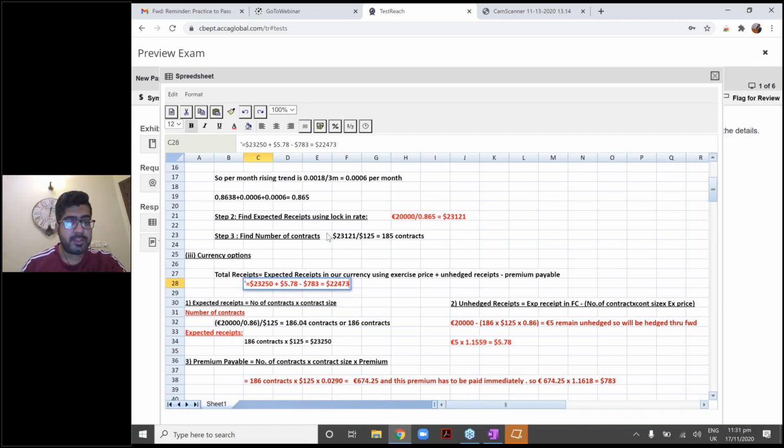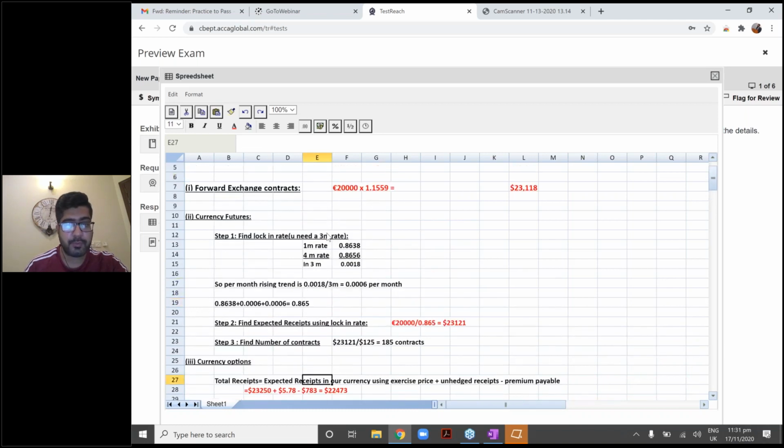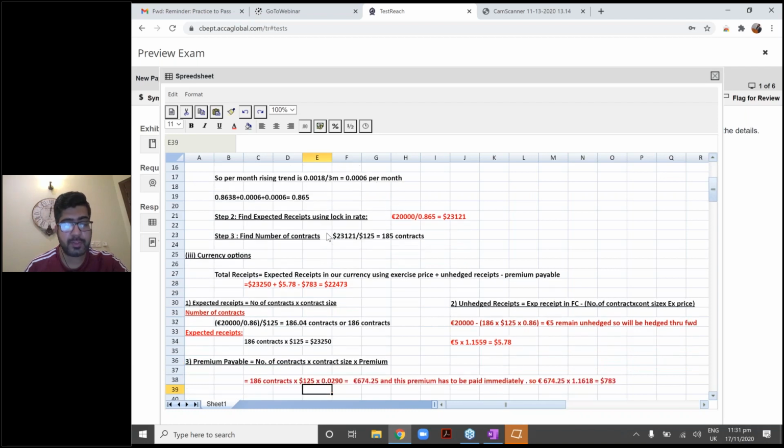Now you have got all the techniques with you. The answers of all three techniques are with you. The answer for forwards was 23118. The answer for futures was 23121, and the answer for options is 22473 in receipt, which should be advised.